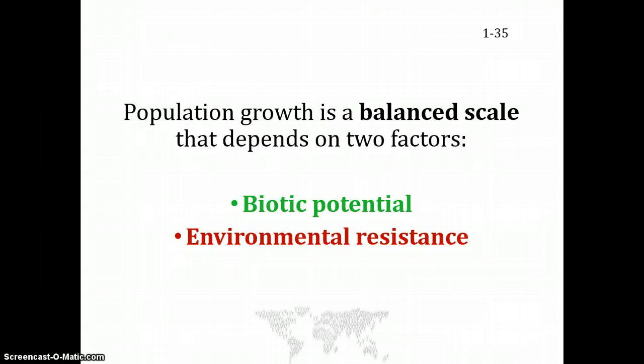Now, a population grows for a number of reasons, but it can also be limited for a number of reasons. So we're going to talk about two factors: the biotic potential, which is what can we do to reach the maximum amount of reproduction, and environmental resistance. So what is going on that's going to prevent a population from growing? So let's talk about these individually.